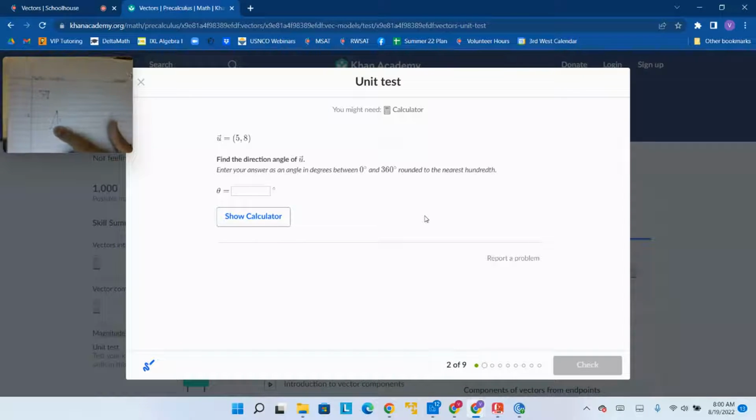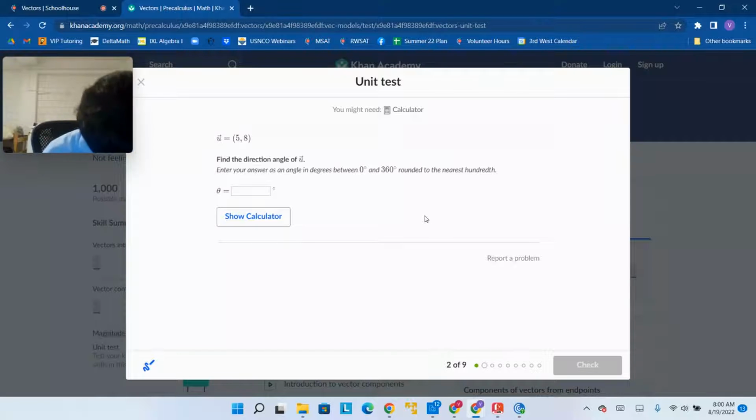This is length 5, that's the x component. This is 8, the y component. And we're going to find the direction angle, which is going to be the angle right in here. Right, that's what that angle is going to be. This from the vector to the eastward direction, the x-axis. That is going to be our direction angle.